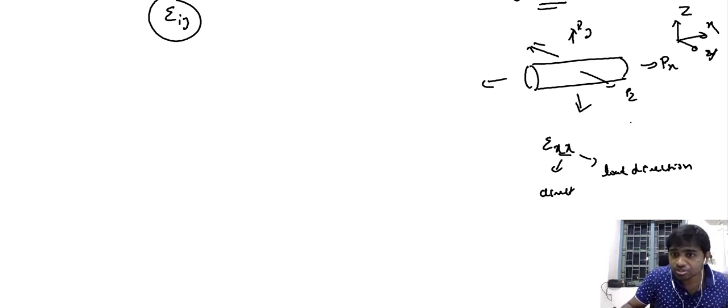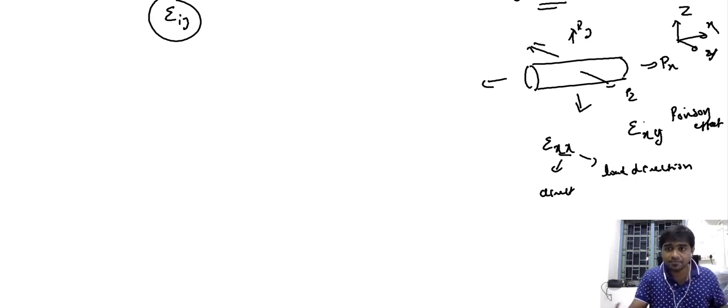It is also possible that the strain along the x direction might also be due to the load along the y direction because of the Poisson's effect. So because of the Poisson's effect, it is also possible to have strain along the x direction because of the load along the y direction. So this will be our y load and this will be our z load.